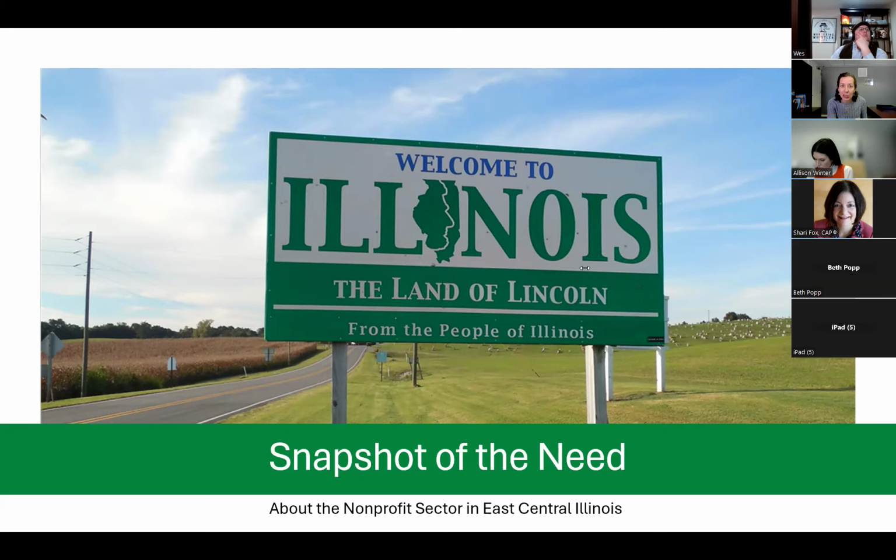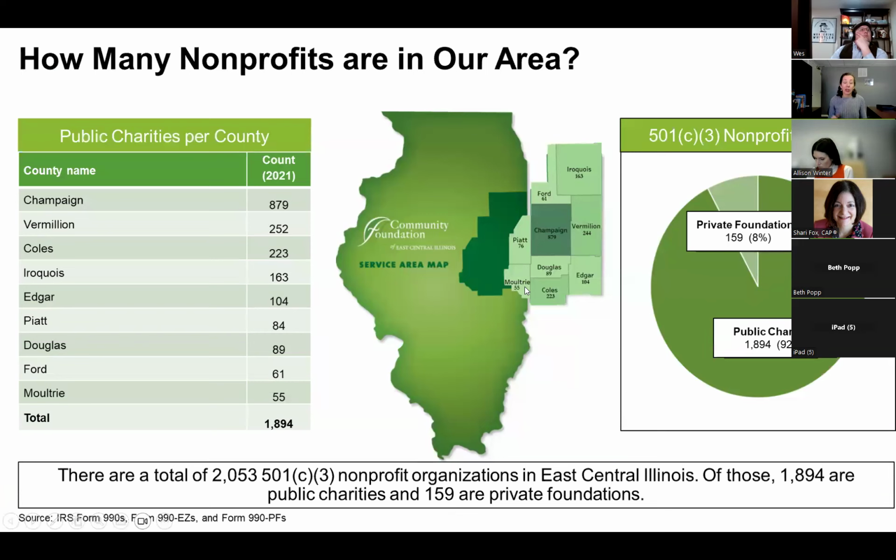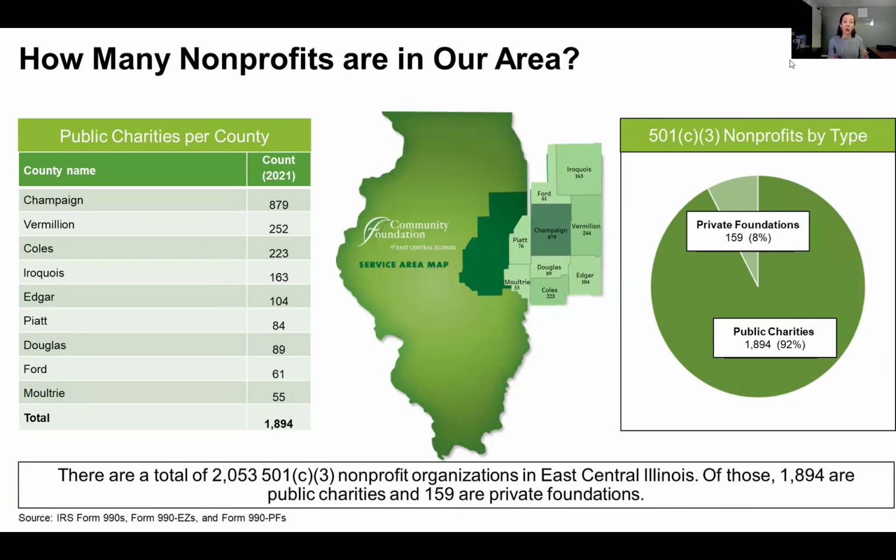Let me show you the charts. So some of this is research that I did with a great action learning class through the University of Illinois Gies College of Business. And this information comes from the IRS Form 990s, which is the annual information return that each 501c3 is required to fill out each year. So yes, as you can see down at the bottom, and this was based on 2021 data, I believe, there are 2,053 501c3s in East Central Illinois.